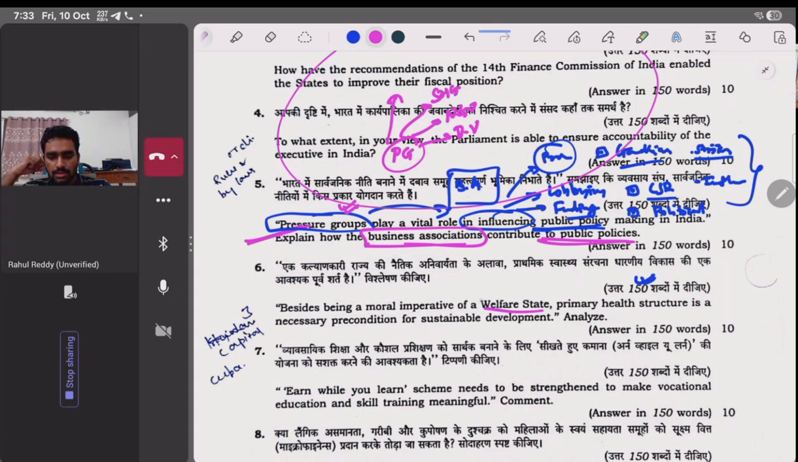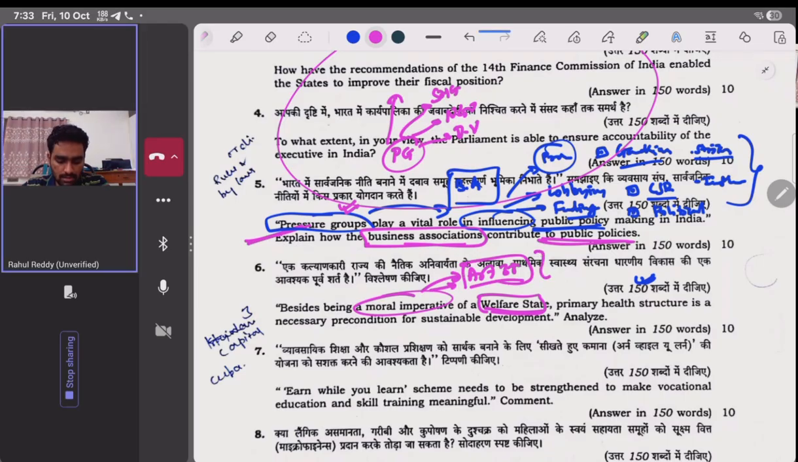India is a welfare state, so it is their moral imperative. How has it been a moral imperative? Constitutional morality, Article 38, Article 39, Article 40, 41. These are the moral imperatives of a welfare state.